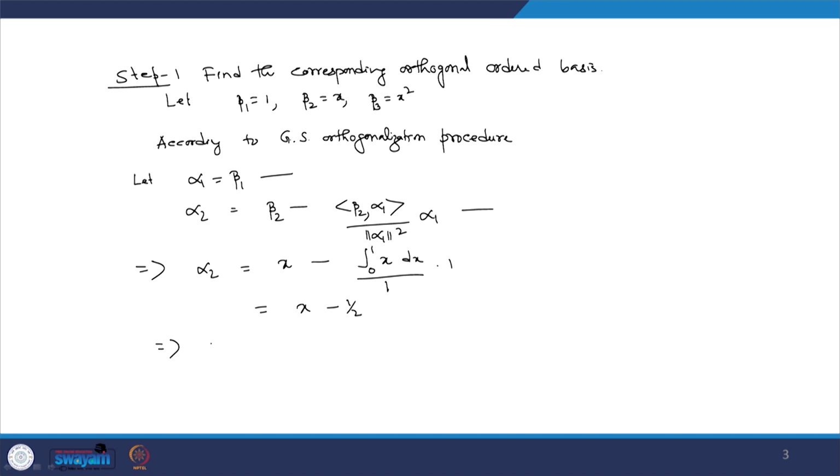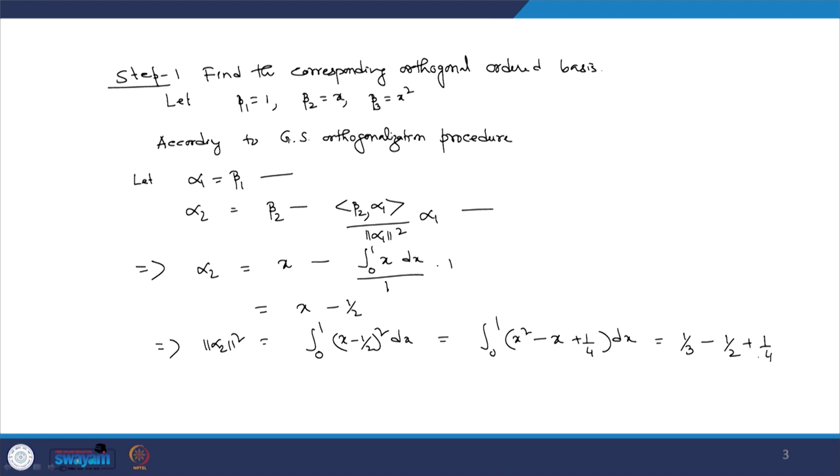This implies the norm of alpha 2 square will be equal to the integral from 0 to 1 of (x minus 1 by 2) whole square dx, that is equal to the integral from 0 to 1 of x square minus x plus 1 by 4 dx. If I integrate, I will have x cube by 3, that is 1 by 3, minus x square by 2, that is 1 by 2, plus x, which gives 1 by 4.